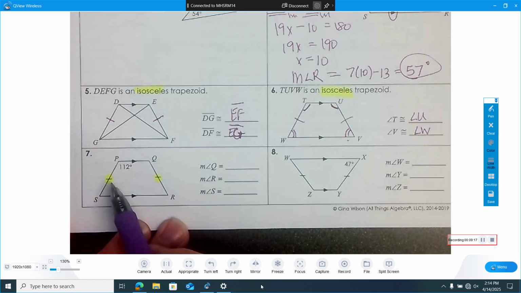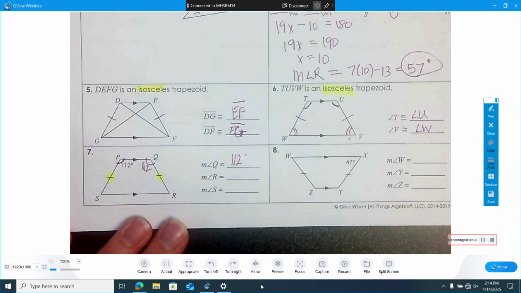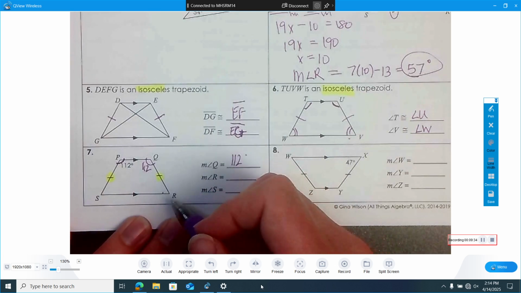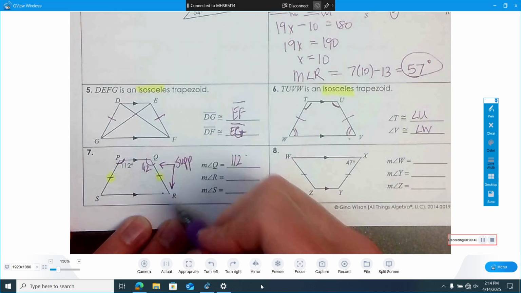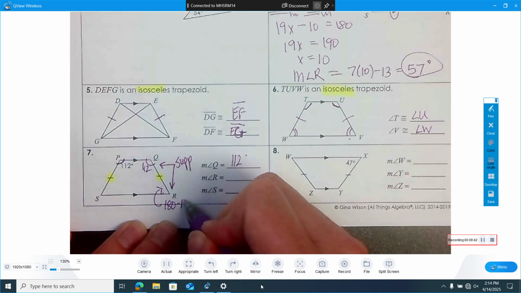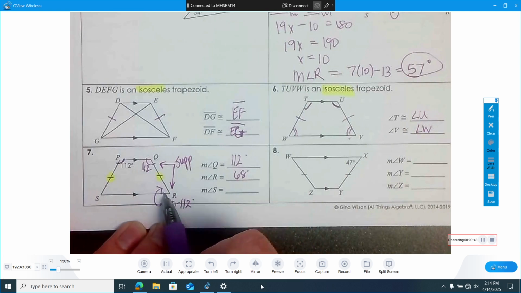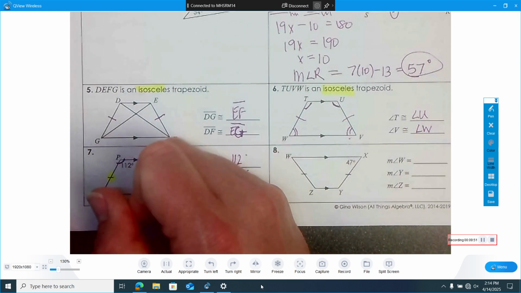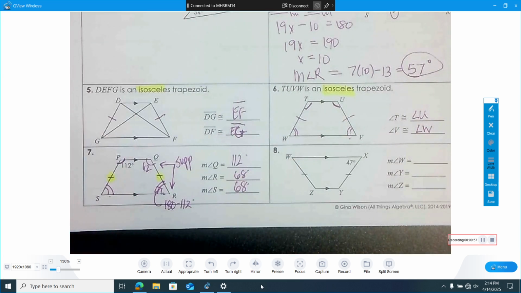Isosceles. This is telling me it's isosceles, which means angle P is congruent to Q. Q is also 112 degrees. And then how do we figure out angle R? Subtract from 180. Good. Again, between the parallel lines, we know that they are supplementary. So this angle R would be 180 minus 112, which is 68. And what's angle S? Also 68, because the base angles are congruent. Very good. Any questions for me?